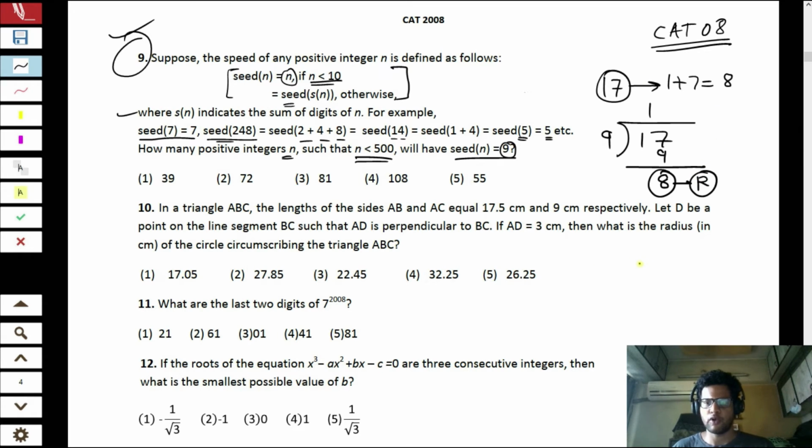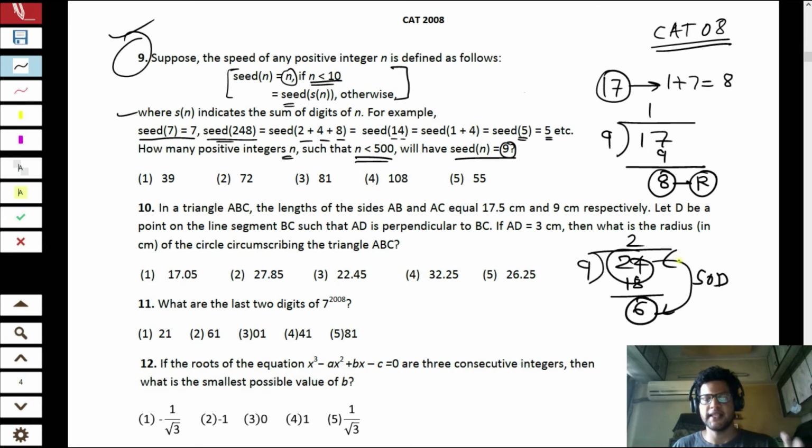Let's take a different example, 24. If I divide 24 by 9, I will get 9 twos are 18 and 6. 6 is nothing but the sum of the digits of 24. So what we have seen basically is the concept wherein whenever we divide any number by 9, whatever remainder we get is nothing but the sum of its digits.